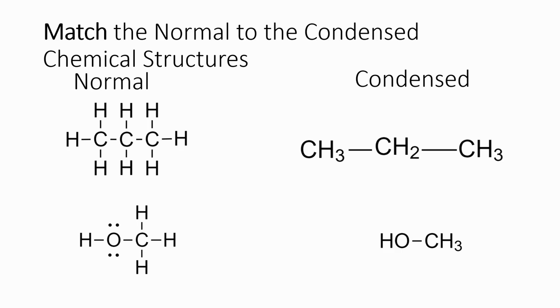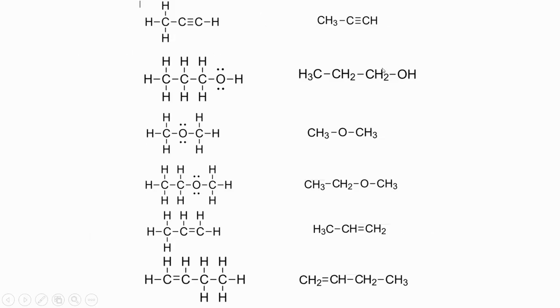So what you're going to have to do is take a formula and draw either the condensed or skeletal structure. So it's going to tell you what kind of picture to draw. So keep working if you're working. Here is a key. So we're matching the normal structure to the condensed structure.